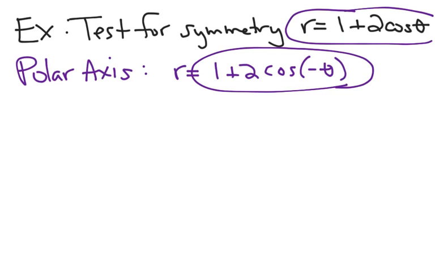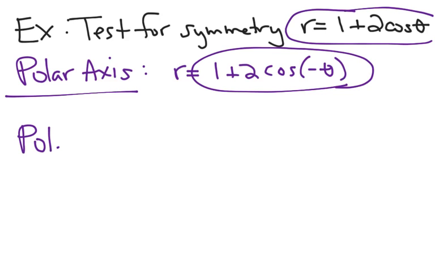Now what I do is I just put the original graph into my graphing calculator. I look at it, and then I graph on the same coordinate plane 1 plus 2 cosine negative theta. And if I only see one graph, then they must have been the same. I only saw one graph, so I know it is symmetric over the polar axis.